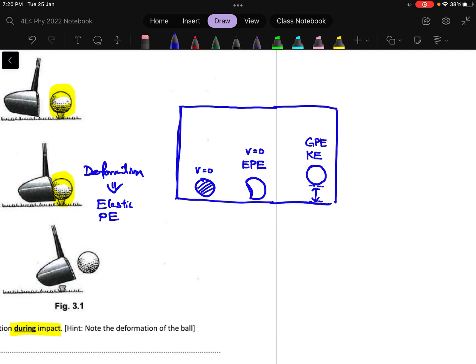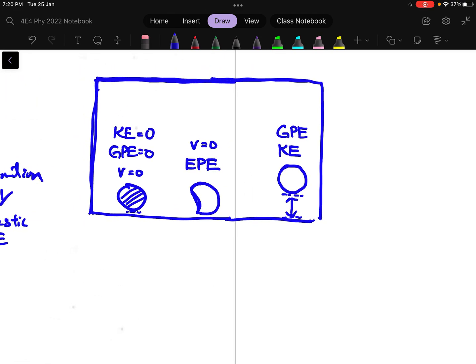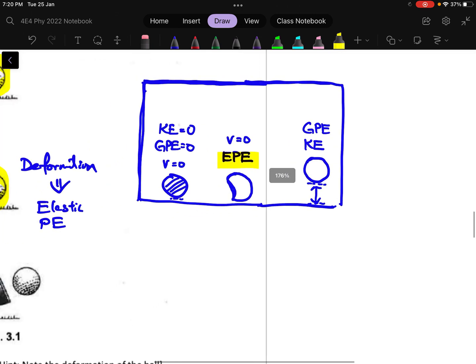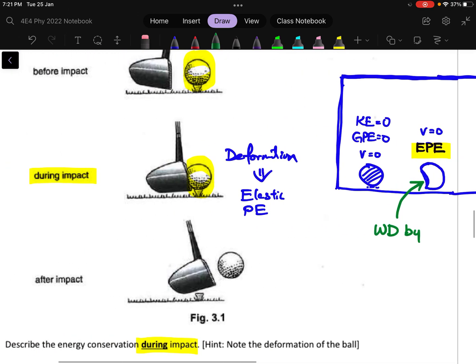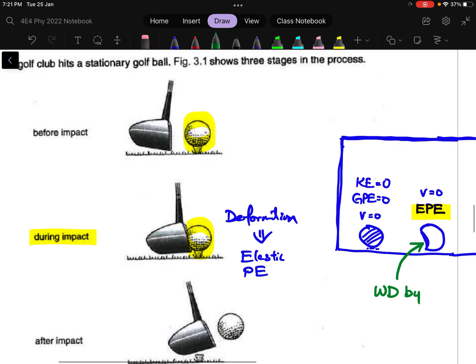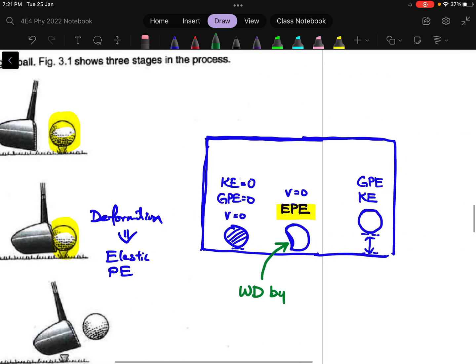So if you look at the ball as the system, you can see that at the beginning, down here, your GPE is 0, KE is 0. But at the second point, suddenly you will have some EPE. This means that the ball itself cannot convert anything to EPE, because there's no KE and no GPE from the start. So there must be an energy input, and this energy input will be the work done by the golf club, right? Where's the golf club?